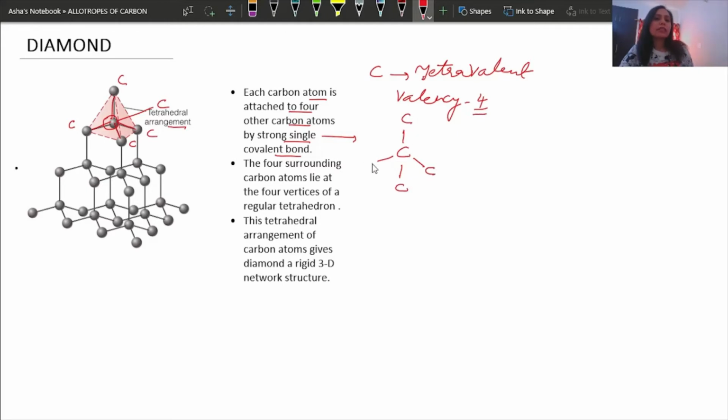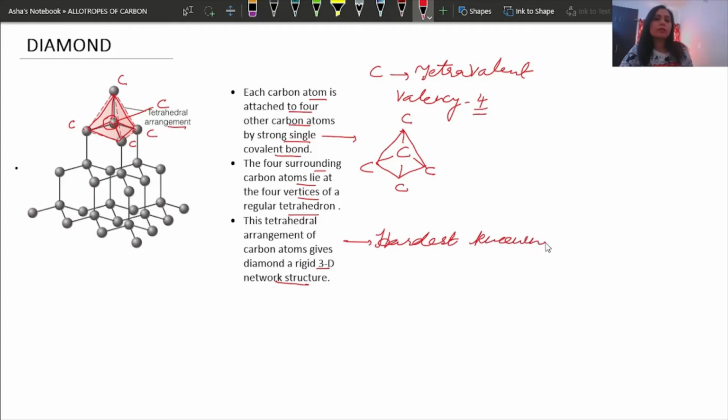Here in the diamond it is like this. Every side is occupied with a neighboring carbon atom, which gives it a very rigid hard structure. The 4 surrounding carbon atoms lie at the 4 vertices of a regular tetrahedron. If you see here, this is a tetrahedral structure. The neighboring carbon atoms are lying at the vertices of a regular tetrahedron with a carbon in the center. This gives it a rigid 3-dimensional network, and this makes it the hardest known material.